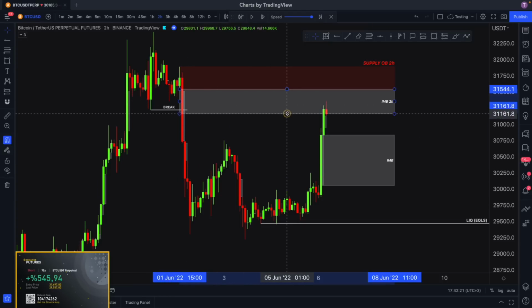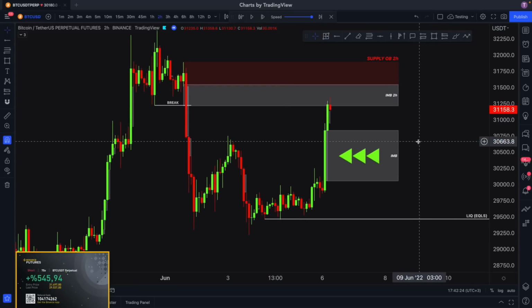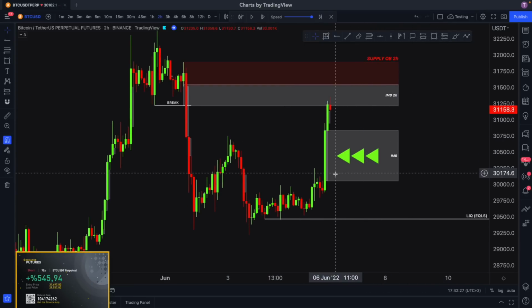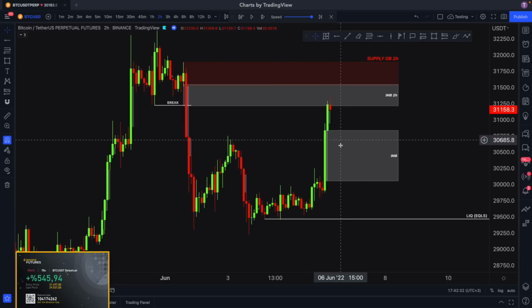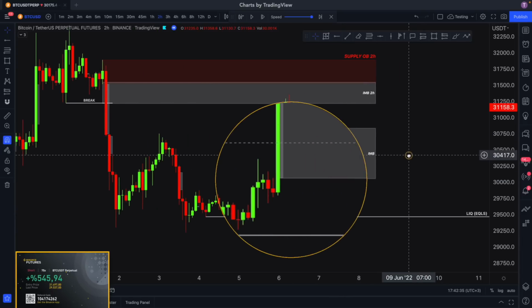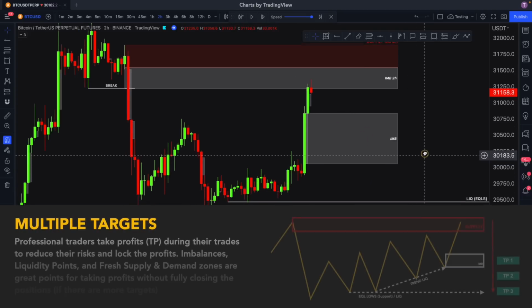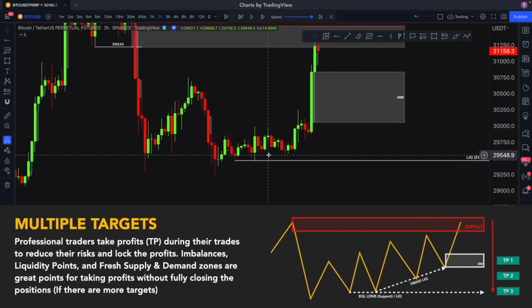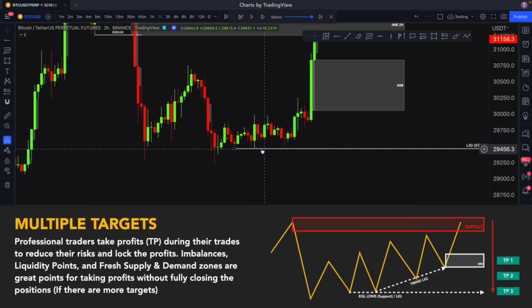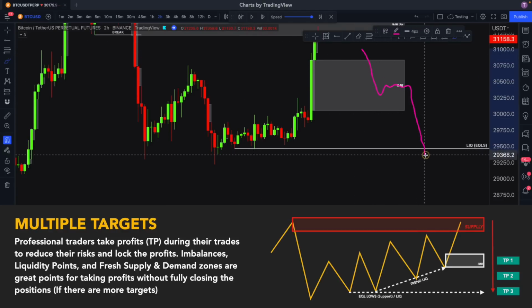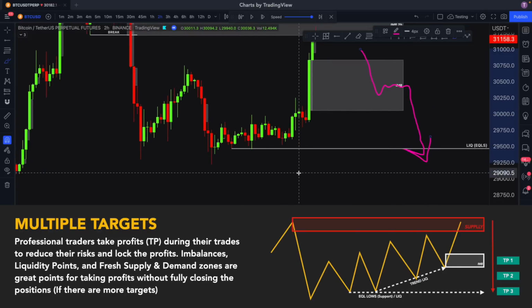Let's talk about the targets. The first target was obviously this giant imbalance area. It was a massive price weirdness that needs a correction. And the order block that creates the imbalance. However, what I noticed was there were equal lows, way below the first target. So this would be my second target if the demand area did not hold. You have to keep looking for imbalances, supply demands, and liquidity areas for targets.